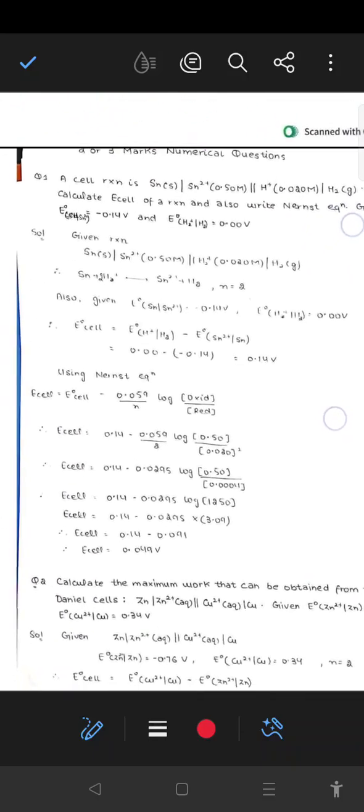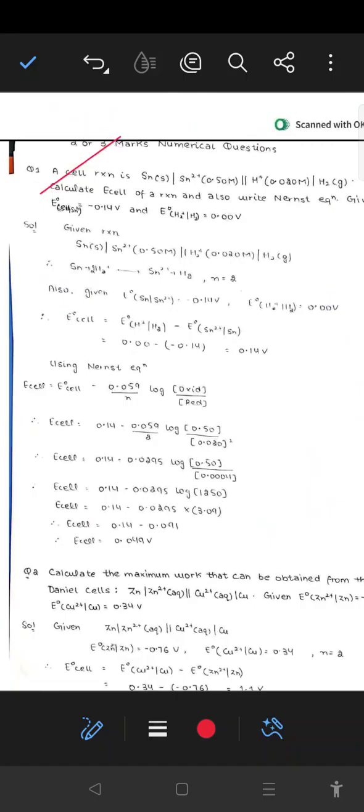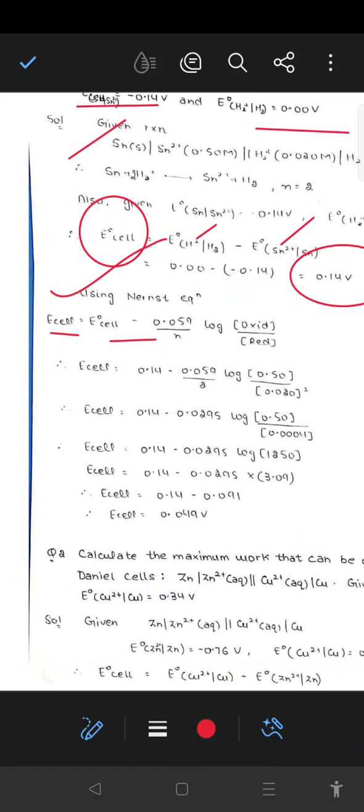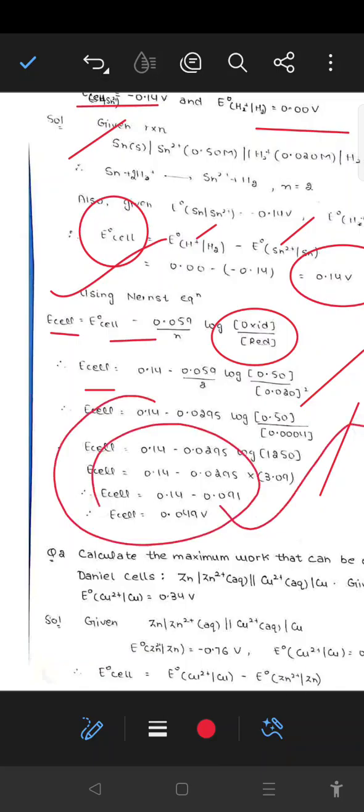Next is a numerical, a 2 or 3 marks type numerical. Here the cell reaction is given with tin and hydrogen, and the electrode potentials are also given. First we write the cell reaction, the oxidation half cell reaction and the reduction half cell reaction. From that we get E° cell, that is E° cathode minus E° anode, and we get the value. By using the Nernst equation, E cell is equal to E° cell minus 0.059 over n log of oxidized product over reduced product. We put in the E° cell value and solve it, and we easily get the answer.